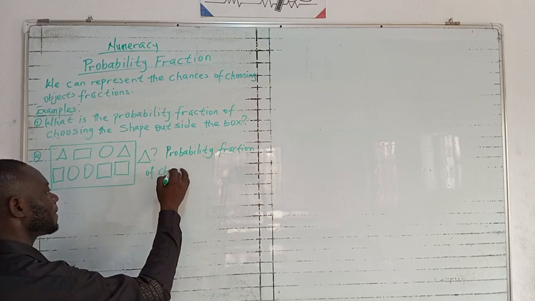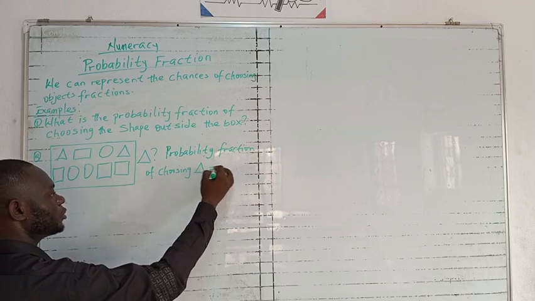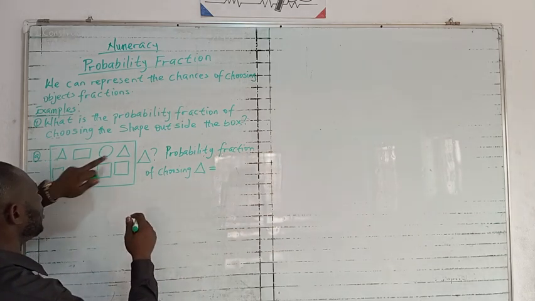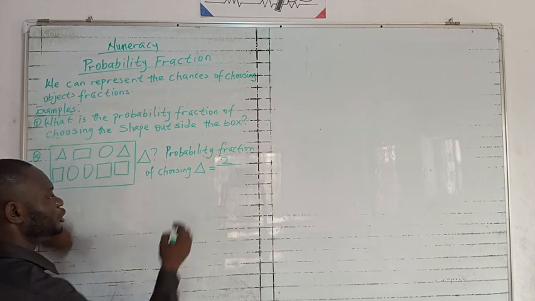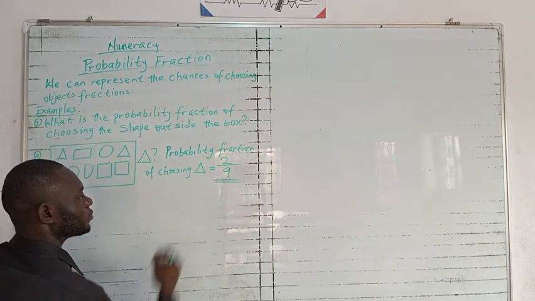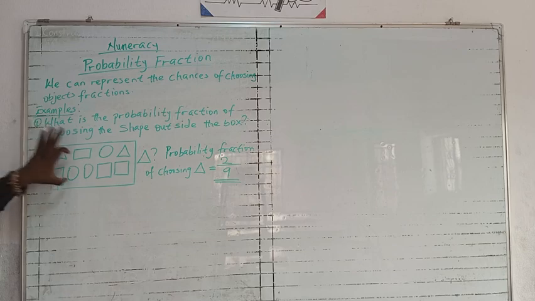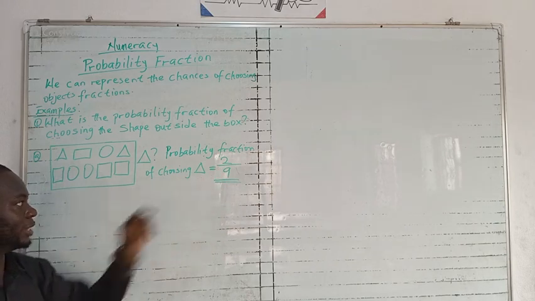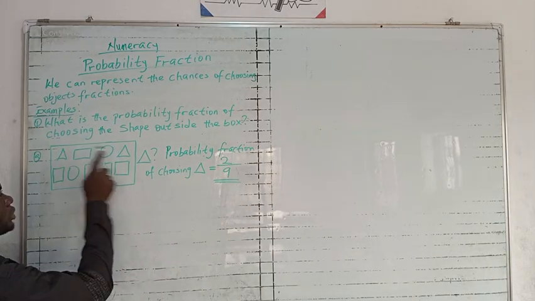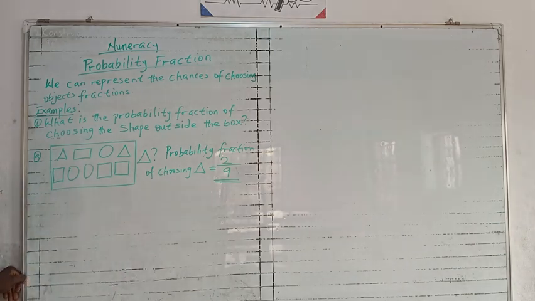So you simply tell me that the probability fraction of choosing a triangle is what? Number of triangles, which is 2, all over total number of shapes, which is 9. So the probability fraction of choosing triangle from this box is 2 over 9, because there are 2 triangles and there are 9 shapes inside the box. Okay?